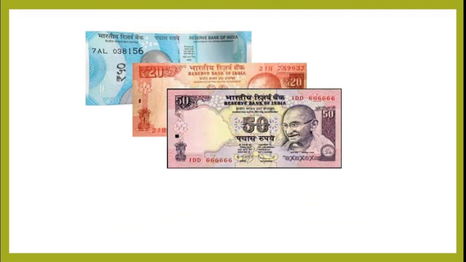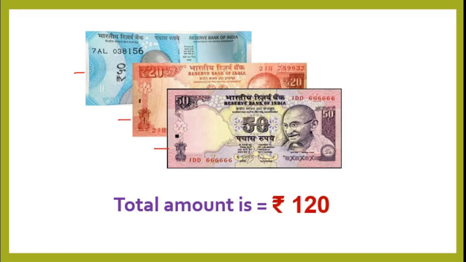Next one, see this. Here we can see 3 notes and we have to find out the total amount is equal to how much. See, this is a 50 rupee note. Okay, this is a 50 rupees note and this is also a 50 rupee note. This is new one and this is old one. So 50 plus 50 is 100 plus this is 20. So the total amount I am having is rupees 120. So I am using here the symbol rupees. Like this only you can also use to write the symbol for rupees. Okay.